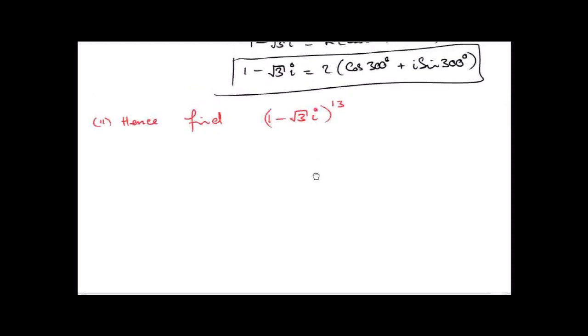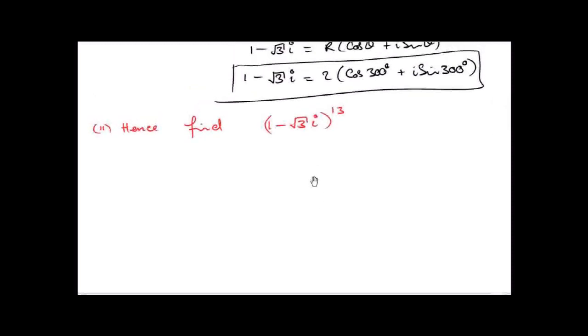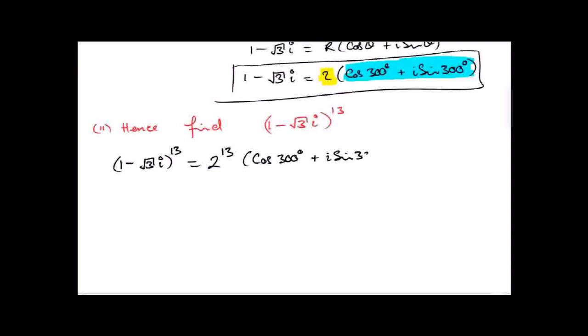Obviously, when you see a power outside brackets, that's instantly telling you, use De Moivre's theorem. So here goes. 1 minus root 3i to the power of 13. Think about it. Isn't it going to be the same as 2 to the power of 13, multiplied by, you see this bit here, am I going to have to put that to the power of 13 as well? So multiplied by cos of 300 plus i sine 300, all to the power of 13.